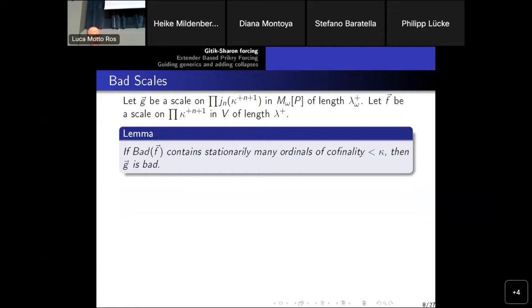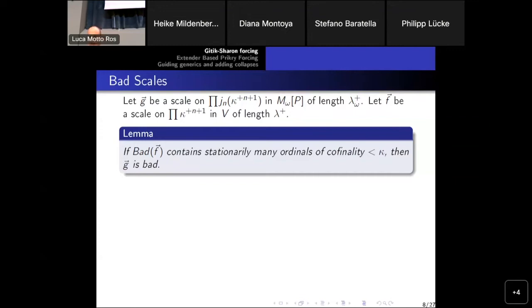Fix a scale G in M omega on the following product of cardinals, Jn of kappa plus n plus 1. Those cardinals are going to be below J omega of kappa, and they are clearly regular. Let's assume that we have such a scale of length lambda omega, and let's say a similar scale F over V.